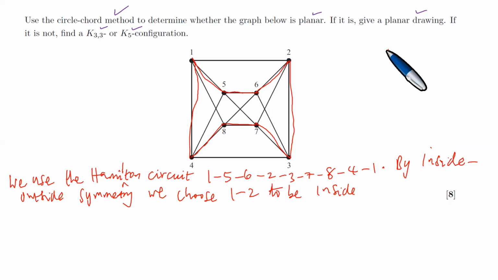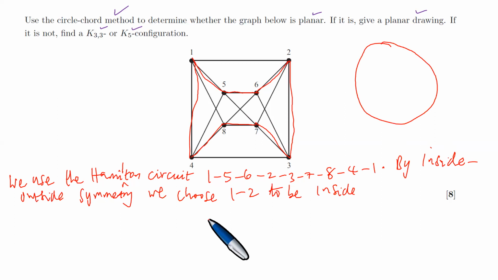So we're going to draw a circle like this, and then we position 1, 5, 6, 2. I'm just putting these vertices here in that sequence. 2, then there's 3, then 7, then 8, then 4, then 1. Okay, so this is the Hamilton cycle, a cycle that visits all the vertices of the graph, and now we have put the vertices over there. Okay, good. Let's see what else we have.